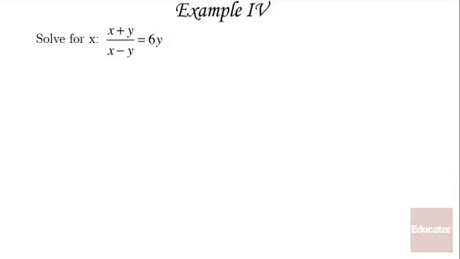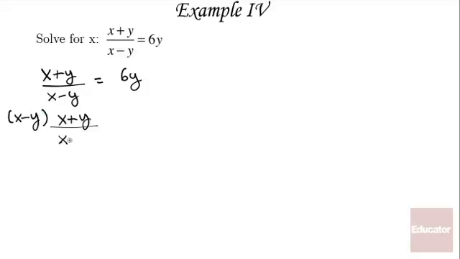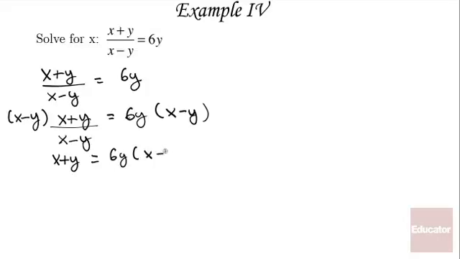In this next problem, we're being asked to solve for x. We have x plus y over x minus y equals 6y. So I'm going to start out by multiplying both sides by x minus y. That makes the left side a lot more simple. I have x plus y equals 6y times x minus y.